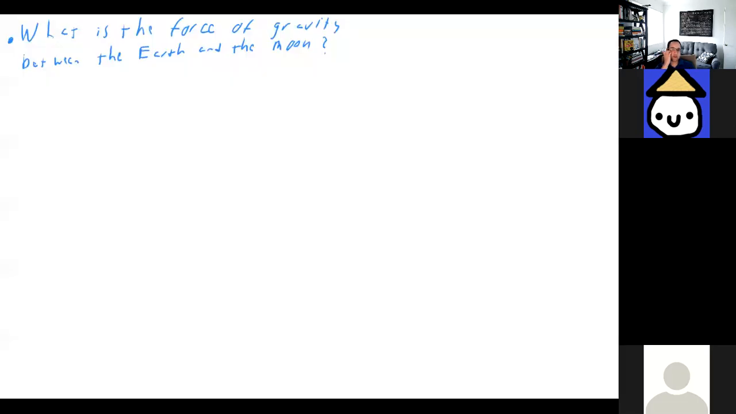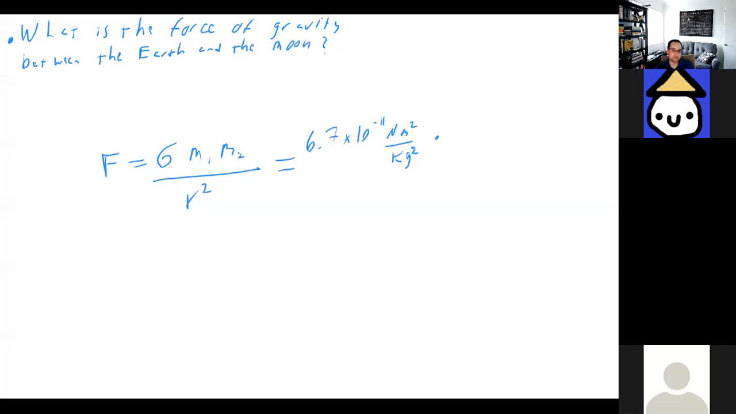So here's a question worth asking. What is the force of gravity between the Earth and the Moon? How would we calculate this? Well, we know that F equals G M1 M2 over R squared. We start with the universal gravitational constant, which is 6.7 times 10 to the negative 11th Newton meters squared per kilogram squared.